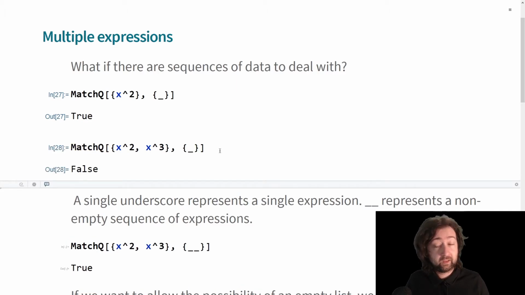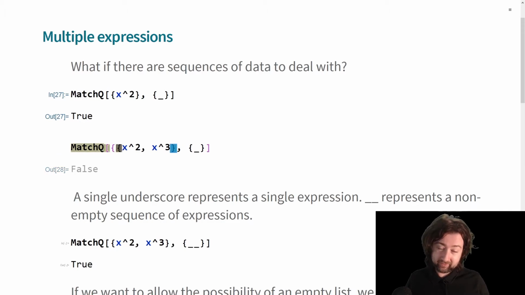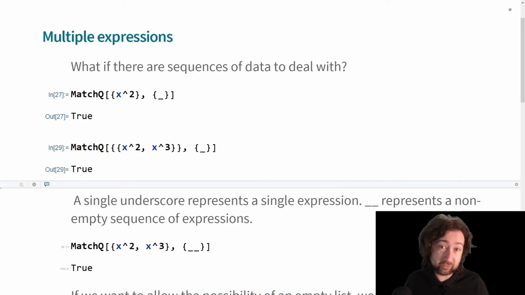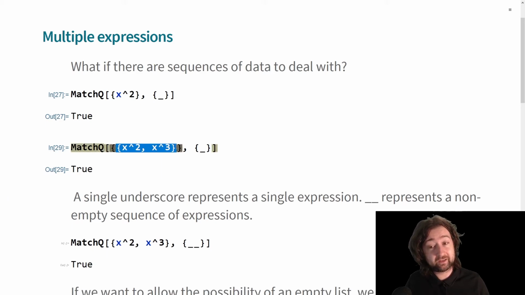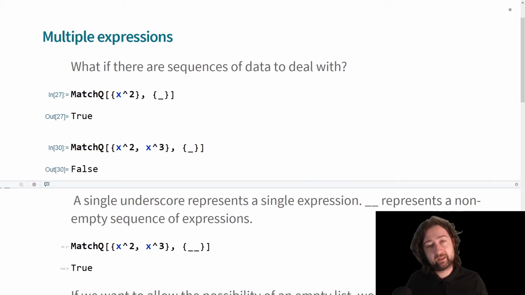Okay. There's a little brain-bending subtlety here. What if you ask it this? Well, now the answer is true because Mathematica looks inside here and sees one object, which is itself a list that has multiple objects inside. So be careful with that. The main point here was, again, that we don't have a way of handling multiple expressions inside of a list. So single underscores represent single expressions.